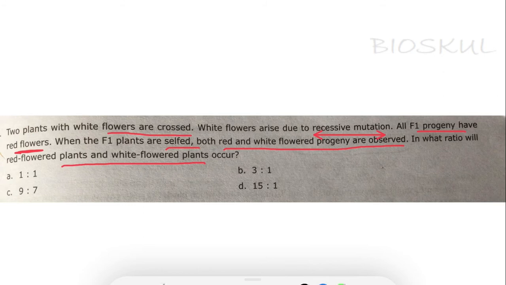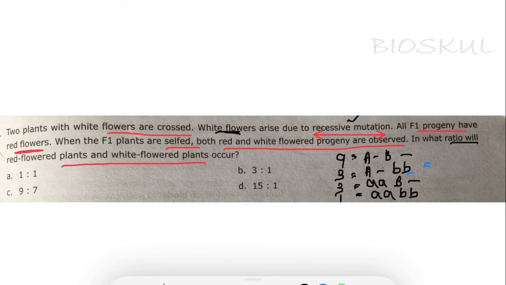So here it is already mentioned that two plants with white flowers are crossed, and white flower is because of the recessive mutation. So it is a type of dihybrid cross, as I told you before. So write down the phenotypic ratio for dihybrid cross with their respective genotype. We have to find out the ratio of red flower plant and white flower plant. And the white flower plant is because of the recessive mutation.